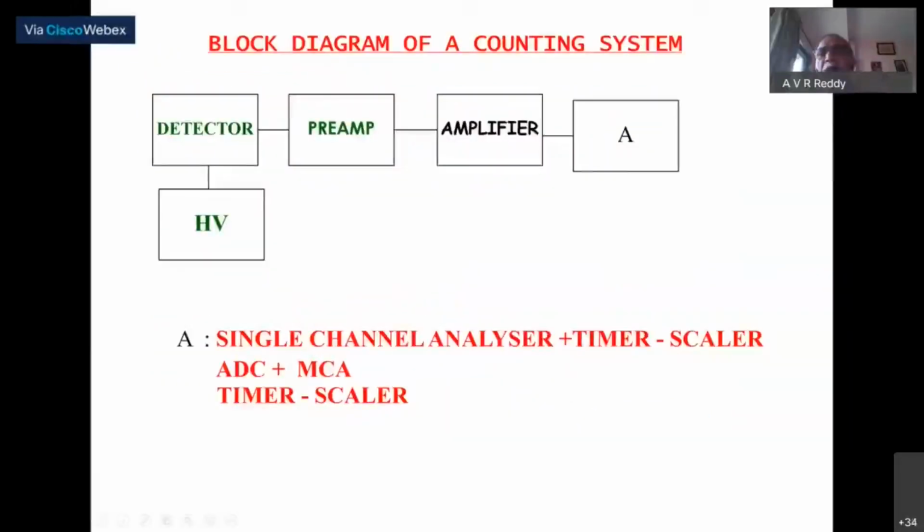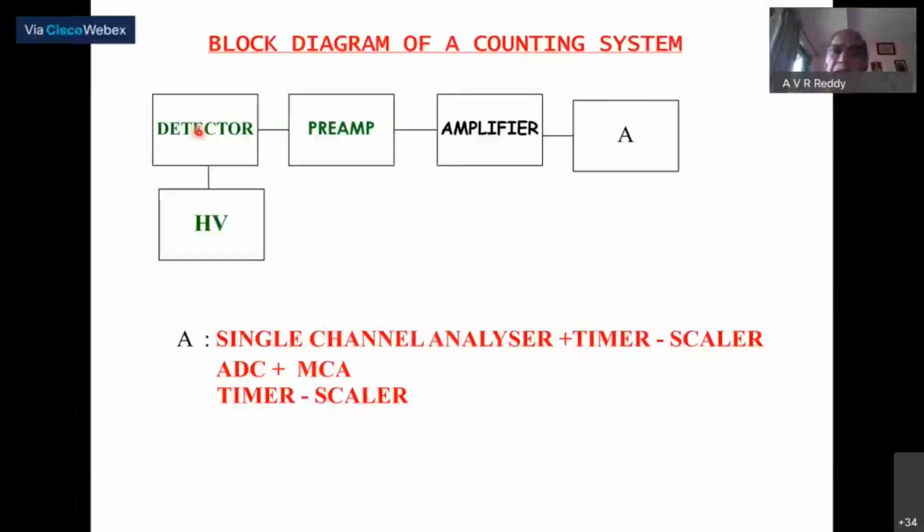Now, a typical block diagram of a counting system consists, obviously, of a detector. Then you keep a sample here. We will put a source here so that the emitted radiations will fall on the detector.